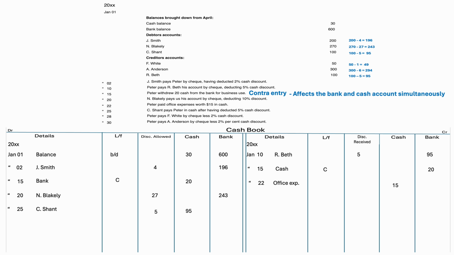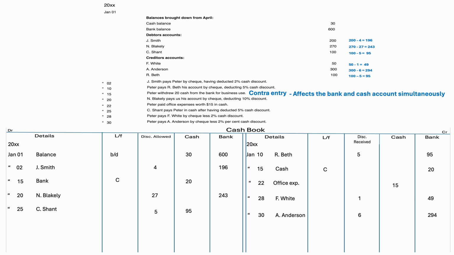On the 28th of January, Peter paid F. White $49. So on the credit side, we record the details, January 28th and F. White in the details column, $1 in the discount received column, and $49 in the bank column. And for the last transaction, Peter paid A. Anderson $294. On the credit side, we record the transaction, $6 in the discount received column, and $294 in the bank column.